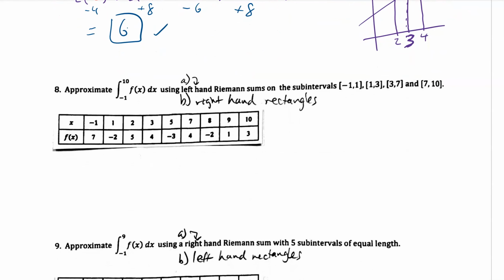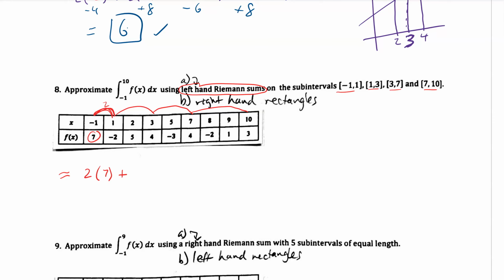Number 8. Now we're looking for part A, left Riemann sum. Left-hand Riemann sums on the subintervals -1 to 1, 1 to 3, 3 to 7, 7 to 10. So there's 4 of them. So we're going to go -1 to 1. I think these are some of the easiest ones because they tell you exactly where to go from and to. And we're doing lefts, so that means the left side of this, you'd use the 7 for the first height. All right, and the base was 2, so we're going to say 2 times the height of 7.